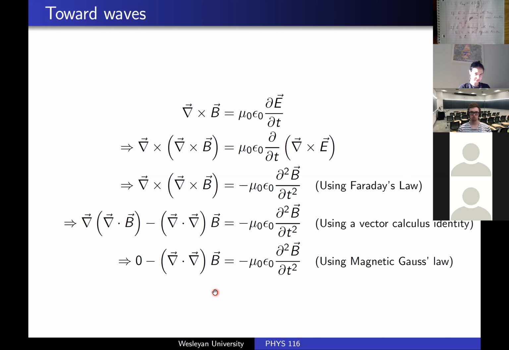And what's interesting here is that what we have here is a second order time derivative of the B field. And what we have here is a second order spatial derivative of the B field. Oops, sorry. Let me Control Z that and annotate.